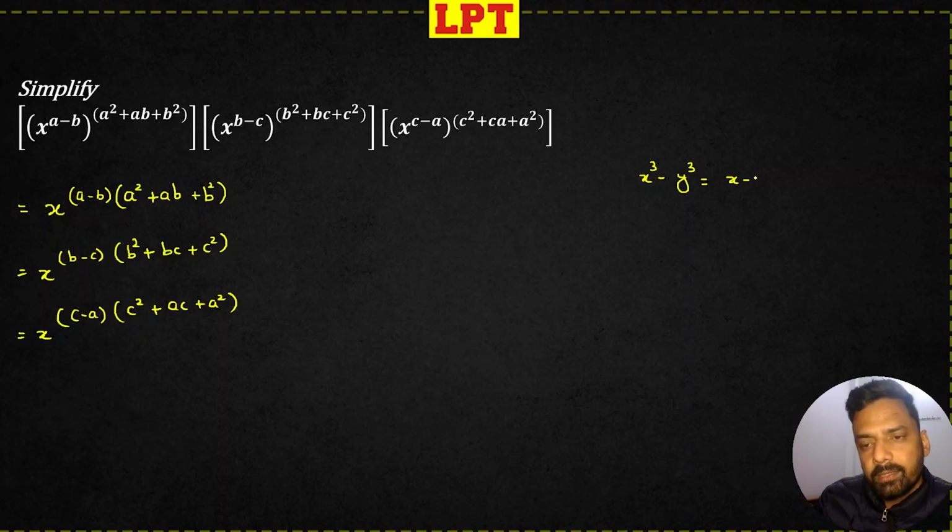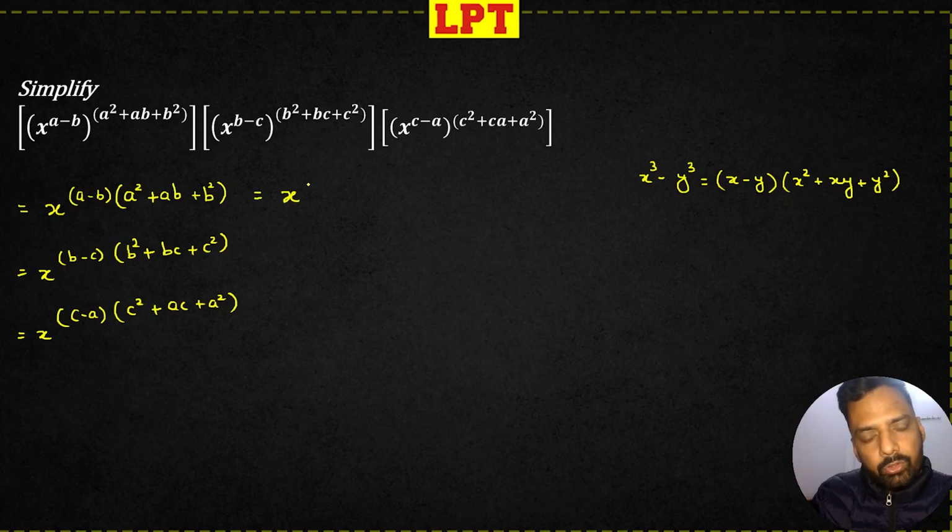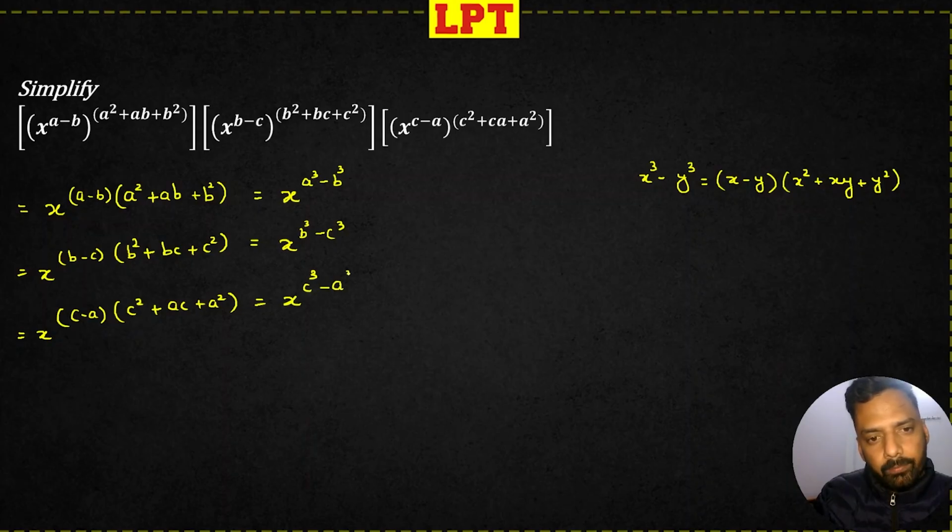x cube minus y cube is x minus y, then I have x square plus xy plus y square, and this is the expansion, an identity we have, of a cube minus b cube and x cube minus y cube. So I can simply write this as x to the power a cube minus b cube. This is x to the power b cube minus c cube, and the third one I can write as x to the power c cube minus a cube. So this is a direct identity expansion.